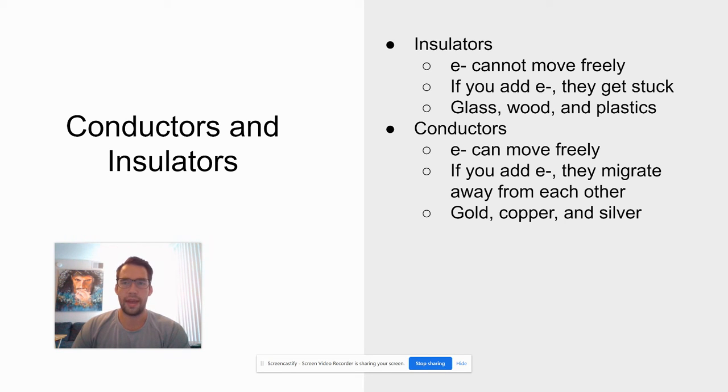And so if we add electrons, they're able to migrate away from each other. They're able to go through it. These are metals like you would find in any wire, like your phone charger. Gold is a really good conductor, copper, and silver.